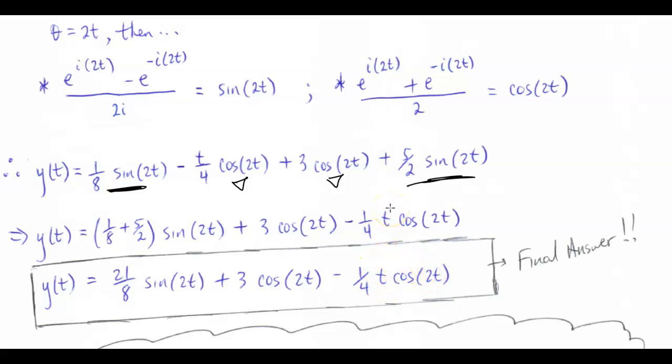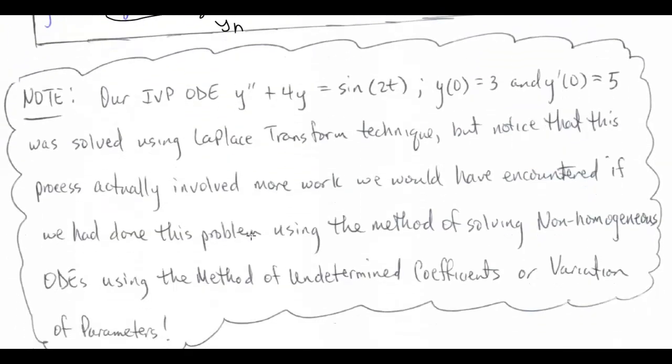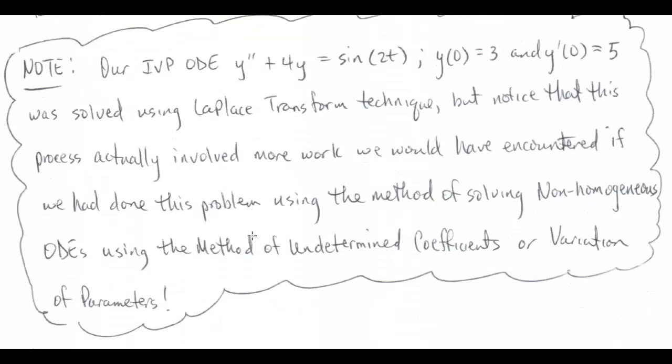And if you remember, whenever we solve these types of ordinary differential equations, this would be the equivalent of my y of p, and this would be the y of h, where this would be my c2 and this would be my c1. And of course, we got that automatically because we already had the initial conditions baked into the problem.